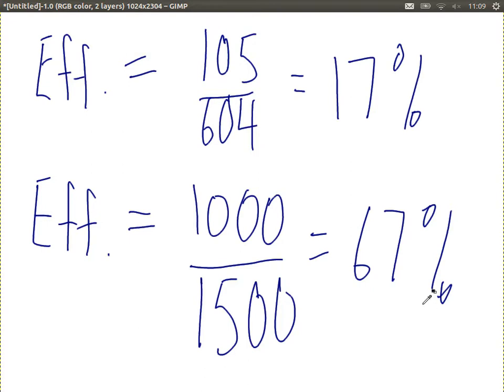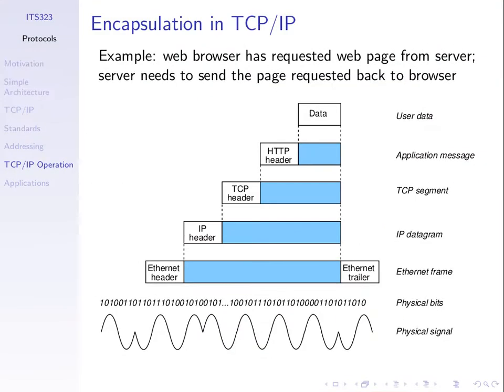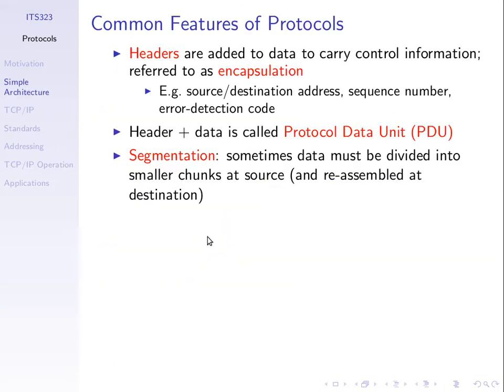There's some slides. What does the header do? If we go back to one slide we skipped over early on, I can't remember the slide number, but this common features of protocols. Most protocols add headers to the data to carry control information. What is control information? Information to control the protocol for the protocol to work correctly. Well, it depends upon the protocol what information is needed. But some examples you may recognize.